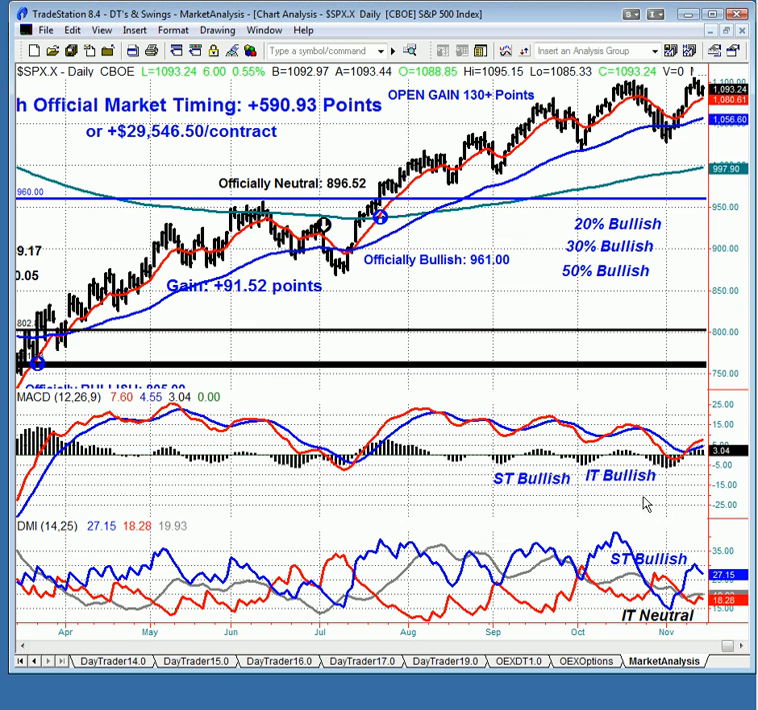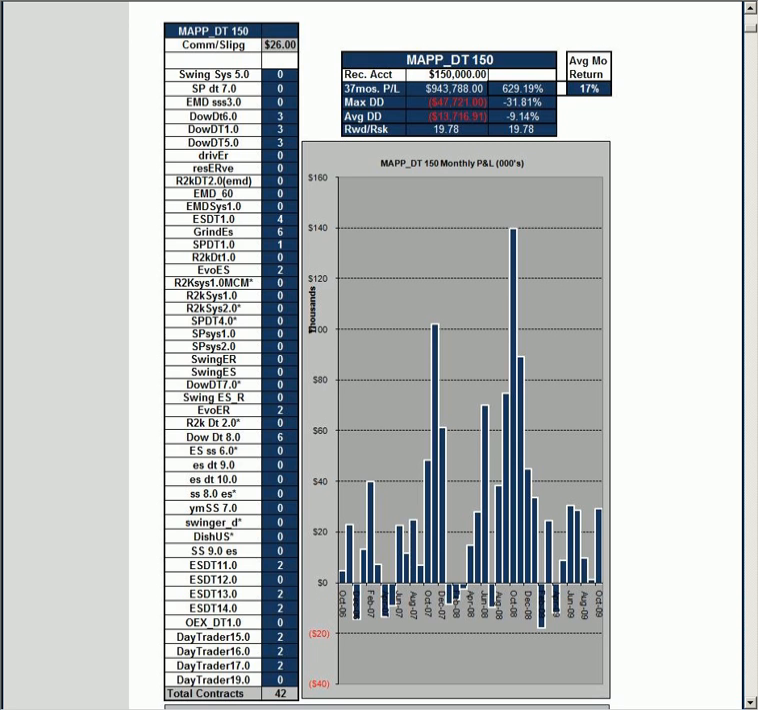In terms of momentum, the bulls have reclaimed all the momentum, the intermediate term as well as the short term. And in terms of directional movement, the bulls are trying to reclaim the intermediate term, but the short term is still bullish as well. So that's a look at that.